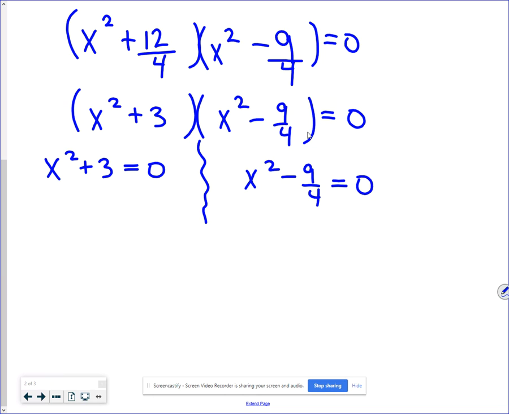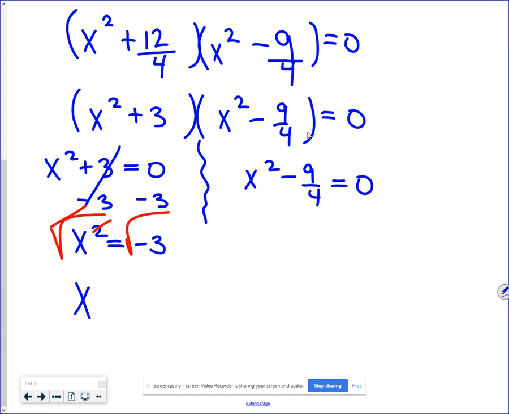So on the first one, we would subtract 3 from both sides. We get x squared equals negative 3. And then take the square root of both sides. These cancel out. So we get x is equal to plus or minus the square root of negative 3. We just saw that in the first example. That's i radical 3.